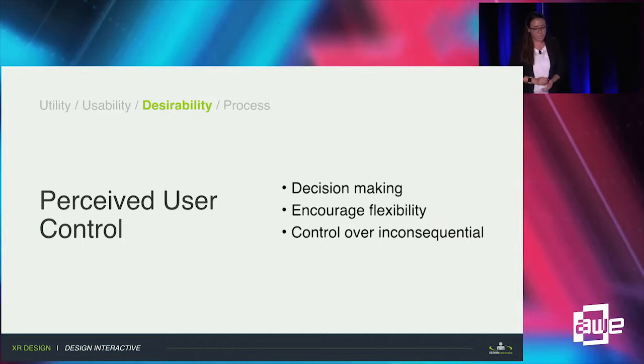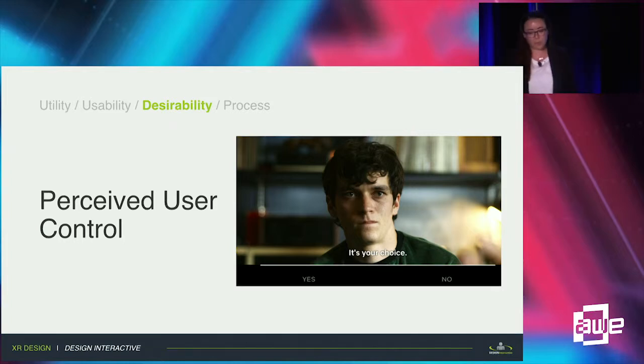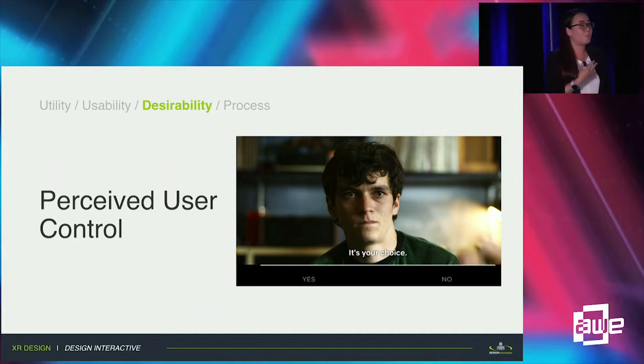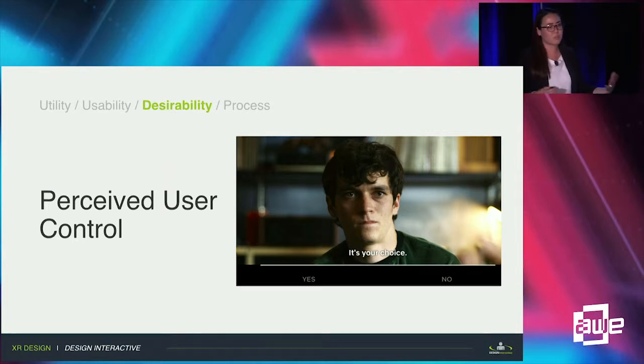And the last thing for desirability is perceived user control. We need to give users the ability to choose what they want to do next. Decision making is a huge thing for users. So an example here, if you guys have seen this before, this is from Netflix. It's called Bandersnatch. It's an interactable video where you choose what you want to do next. And just by giving users these two simple choices, users were really engaged with this product. And of course, there was great storytelling.